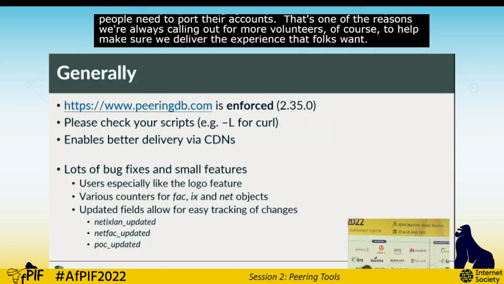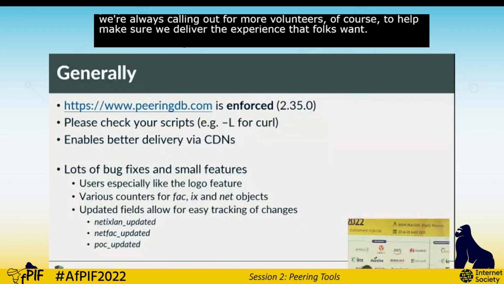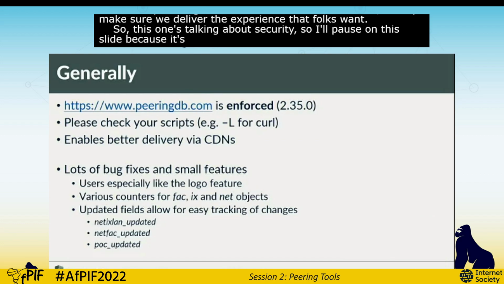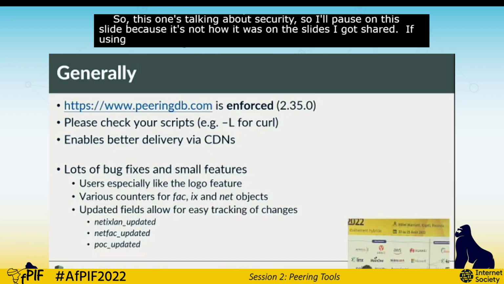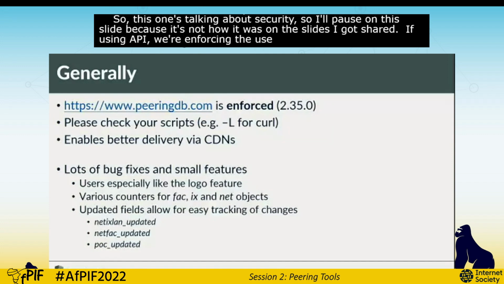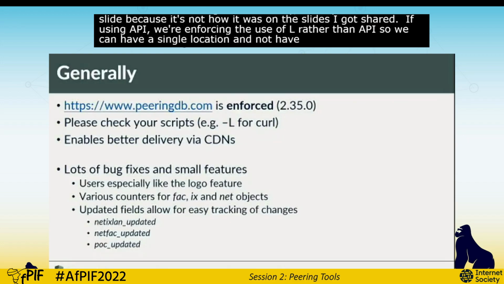So this one's talking about security. I'll just pause on the slide because it's not how it was in the slides I got shared. We're basically enforcing, if you use the API, the use of the URL rather than trying to use an IP address. That's so we can serve the content to you from the nearest location and also not have a single point of failure. If you go single IP, that's probably bound to a single server and that fails.